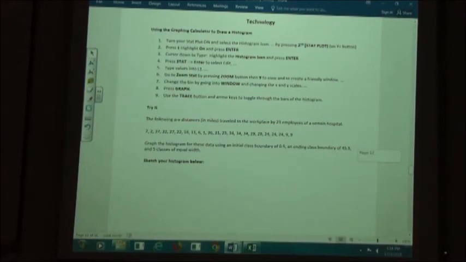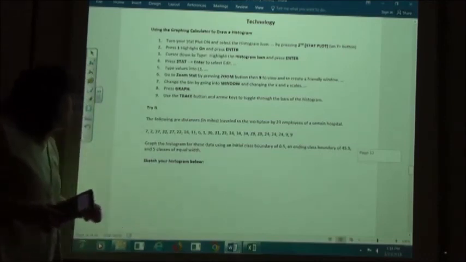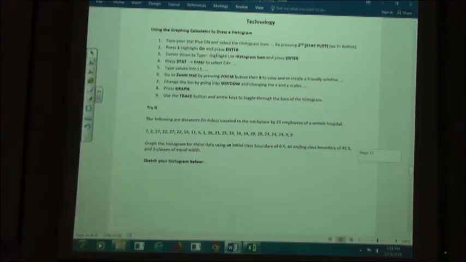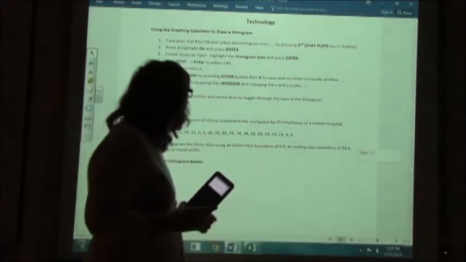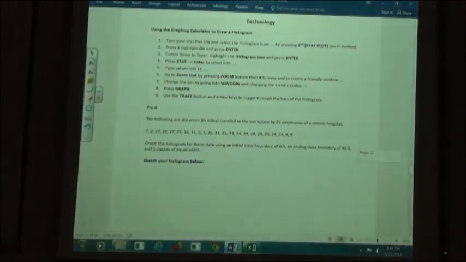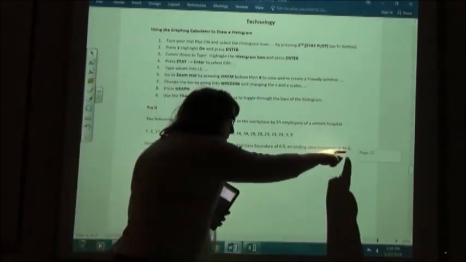So it says sketch your histogram below. Oh, there's what we can do. We can change our initial class boundary and our ending class boundary if we wanted to. I'm going to go to my window and play. I'm going to make my X minimum 0.5 because that's my starting value. So if I hit window, my X minimum, I'm going to put 0.5. My X maximum, I'm going to use 45.5.